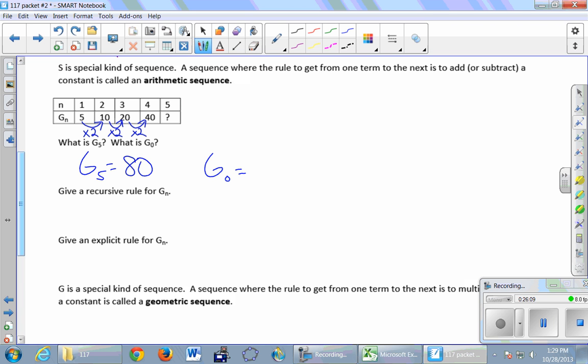Yeah, if moving to the right, the rule is multiply by 2, then moving to the left, it better be divide by 2. So you can take 5 and divide it by 2, or you can write it as a decimal.